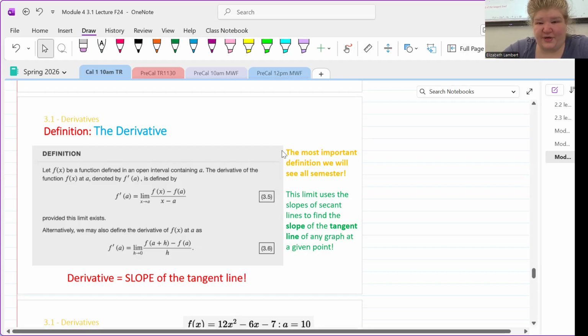So the most important definition we will see all semester. It really is. Now, technically, these two definitions are equivalent. You could use either one. Most of the time, and in most examples you will see online, most people use the second one, where it's the limit as h goes to 0.